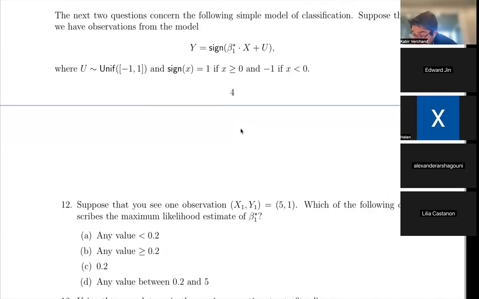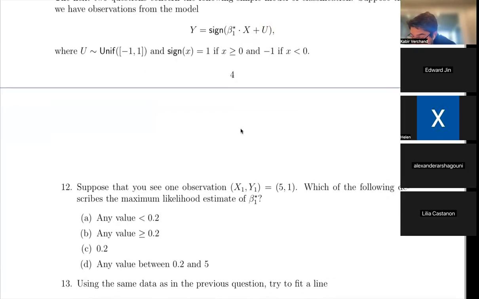So what is this model doing? It's saying that y is going to take two values. It'll take either the value 1 if this quantity is greater than or equal to 0, and y will take the value -1 if this quantity is less than 0. Now, the model is that this random sign, y, is equal to the sign of some fixed thing, beta 1 star times x, plus some noise u, which is uniformly distributed between -1 and 1.